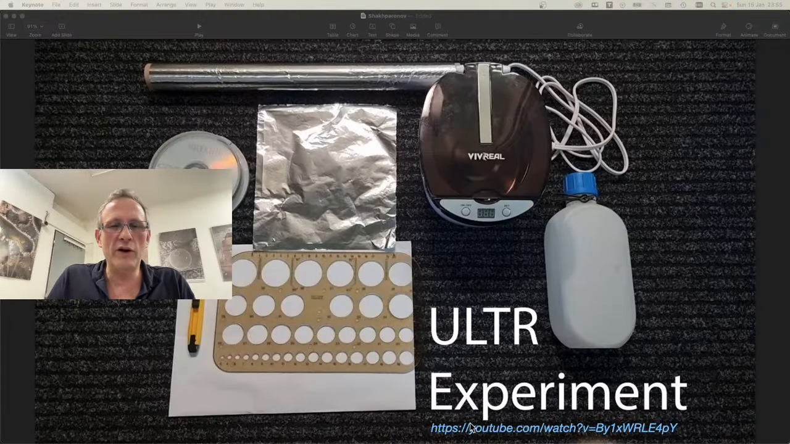Amasa vibrator plates. It doesn't matter if they're not perfectly created, because you've got waves moving around, sound waves moving around, and some of them will produce nodes. And the same kind of thing is going on in the ultra experiments. When you look at this resonant cavity of the Viv Real that we used, it is not round. So if you've got sound going across it, some of them will be in phase and some of them won't.